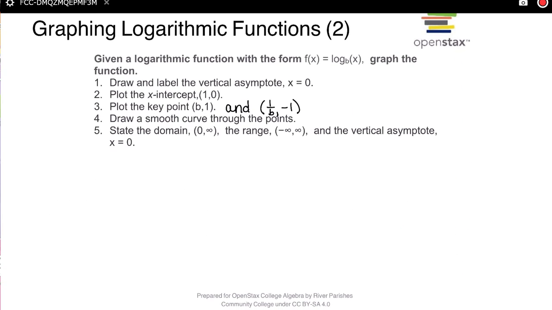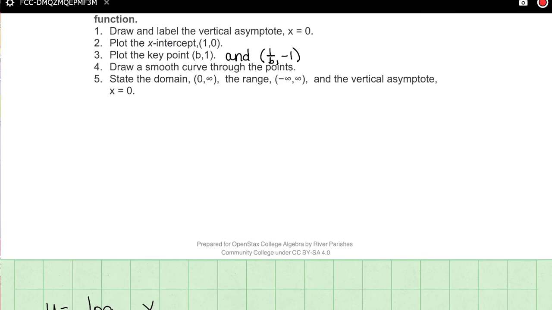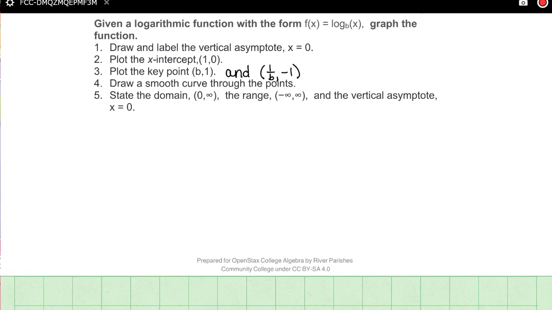So to graph, you're going to draw and label the vertical asymptote, which is x equals 0, when we're graphing log base b of x. We will plot the x-intercept, which is always (1, 0). We'll plot the key points, (b, 1) and (1 over b, -1), the reciprocal of b. And we're going to draw a smooth curve through the points. Okay, and the curve will look like one of these two here. And then it says state the domain and range and the vertical asymptote.